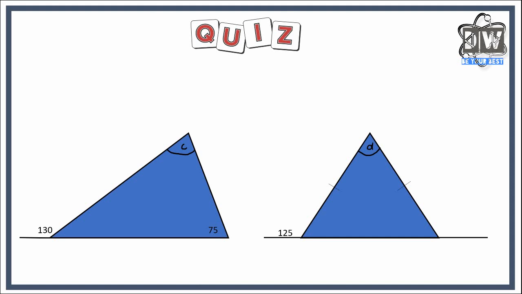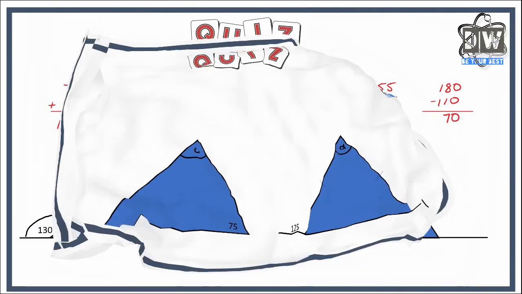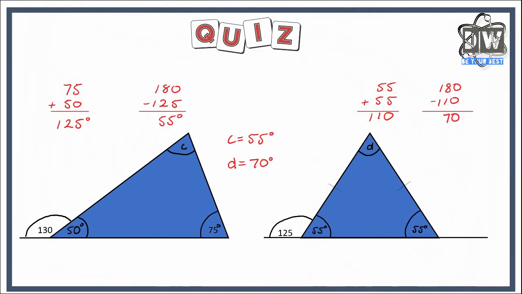All right, so here goes the answers for these. Fingers crossed you got them right. We can see there that we've got 130, so that's 50. Add them together to give us our 125. 180 take away 125, 55 degrees. On this one, we've got 125, so this will be 55. 55 plus 55 gives us 110. 180 take away 110 is 70, so D equals 70.